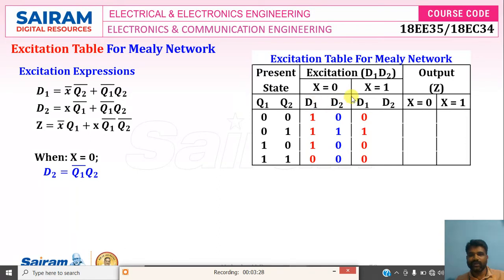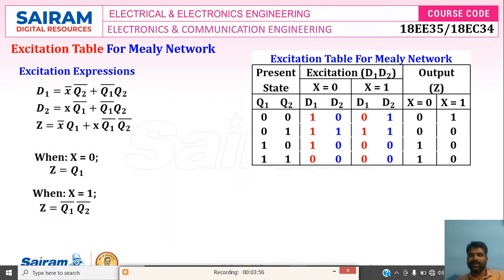And by substituting x equal to 1, D2 reduces to q1 bar plus q1 bar q2. So D2 is 1 when q1 is 0, so the first two combinations are 1, and the second term becomes 1 when it is 0 1. The remaining combinations are 0. Okay, this is the excitation section. And the output section is the same as we analyzed previously when constructing the transition table. Clear now?